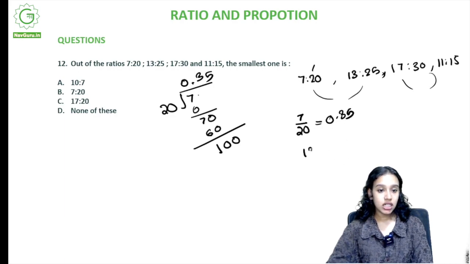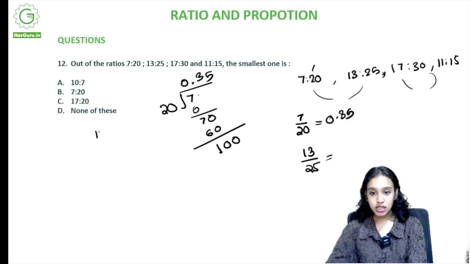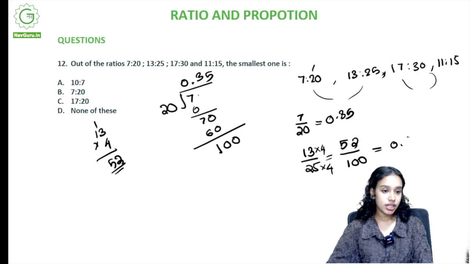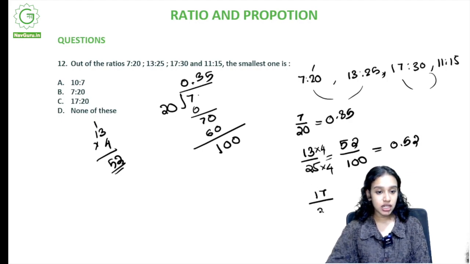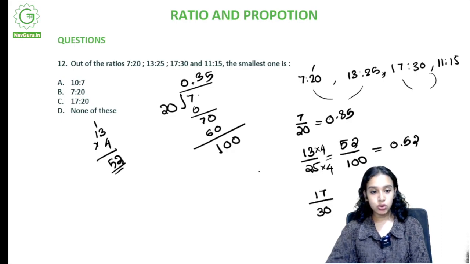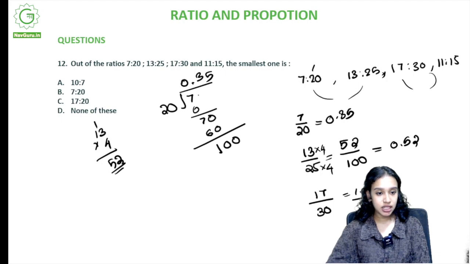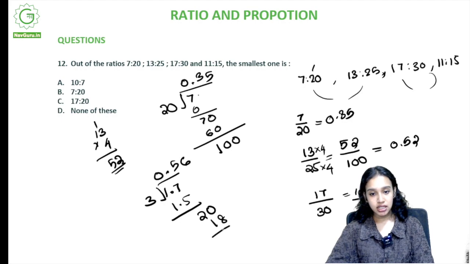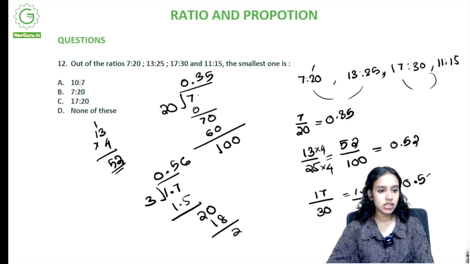0.35. Now 13 by 25, let's see, we could actually multiply by 4, that is 4 3s are 12, 4 1s are 4 and 5, that is 52 by 100. How did we do this? I multiplied both of these by 4, then I got 52 by 100 and this is 0.52, right? Now 17 by 30, right? Now we'll do 1.7 divided by 3, 0.17, it's 5 3s are 15, so we get 2, 0, 6 3s are 18, again 2, so we'll get something around 0.56 something.